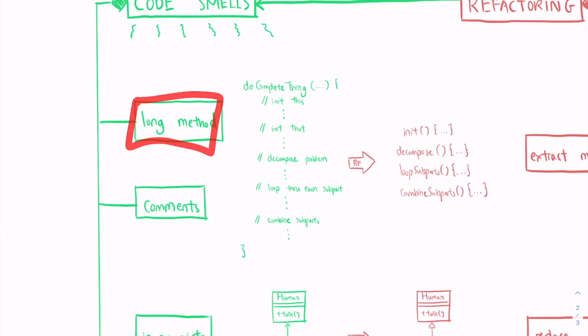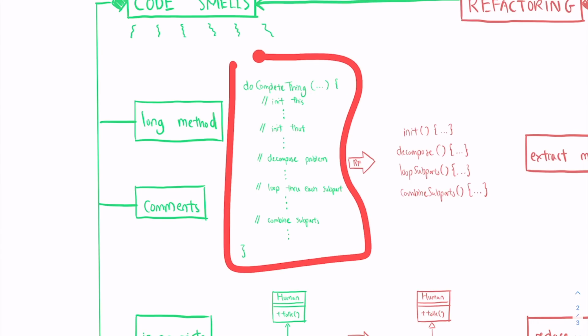The first one is a long method code smell, and the second one is the comments code smell in general, but it is more aptly named as bad comments, if we want to be more explicit about it. All right, so long method, as the name implies, means that your method is too long.